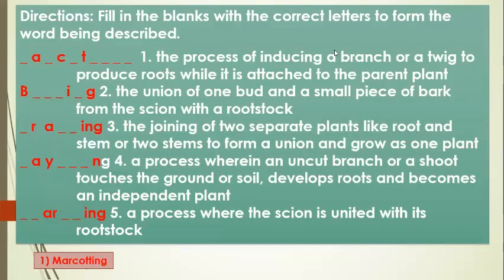Let's check whether we have the same answer. It is budding. Then number three, the joining of two separate plants like roots and stem or two stems to form a union and grow as one plant. So it is a union.